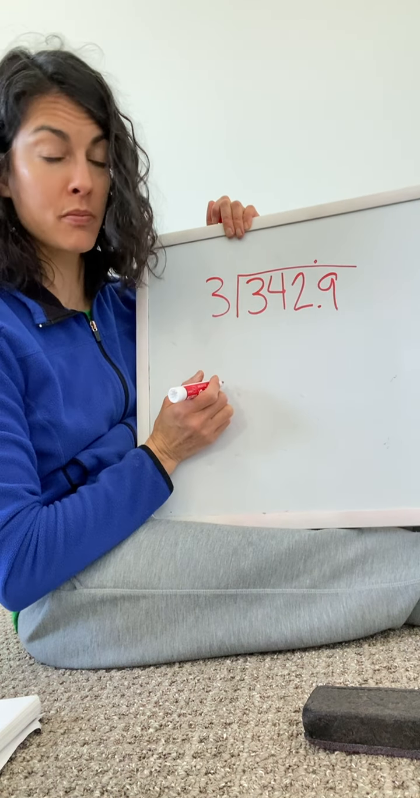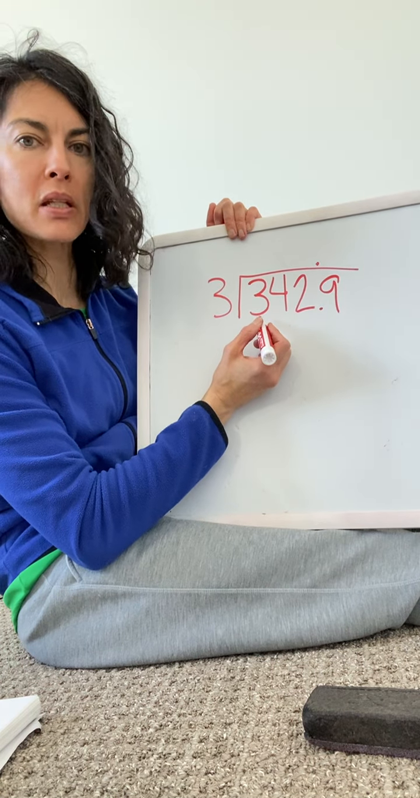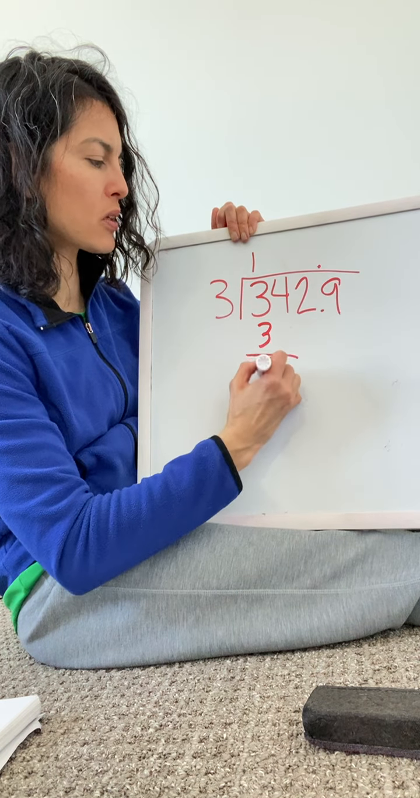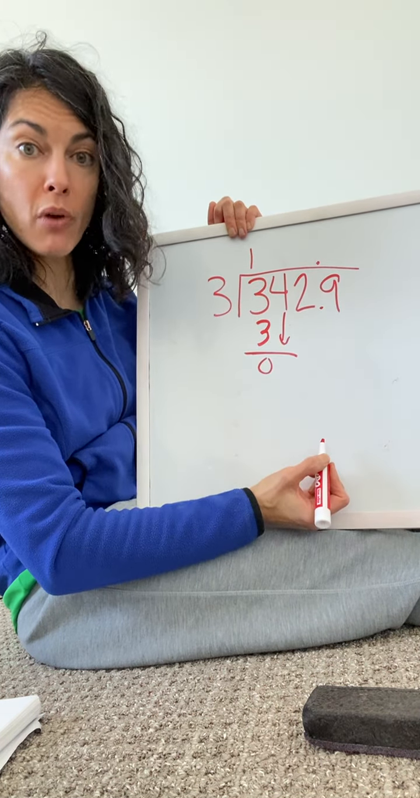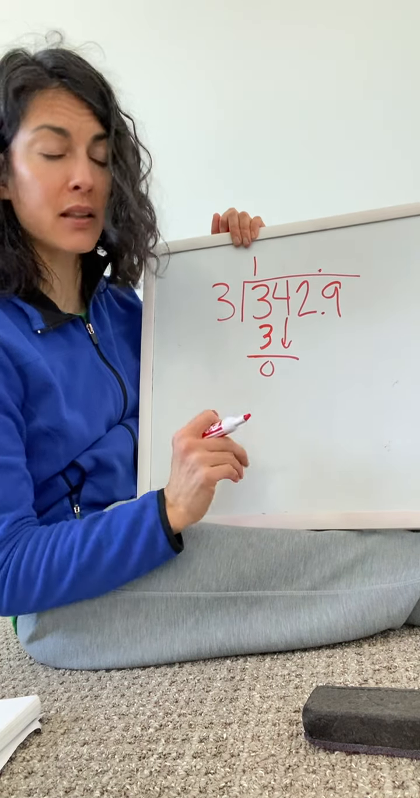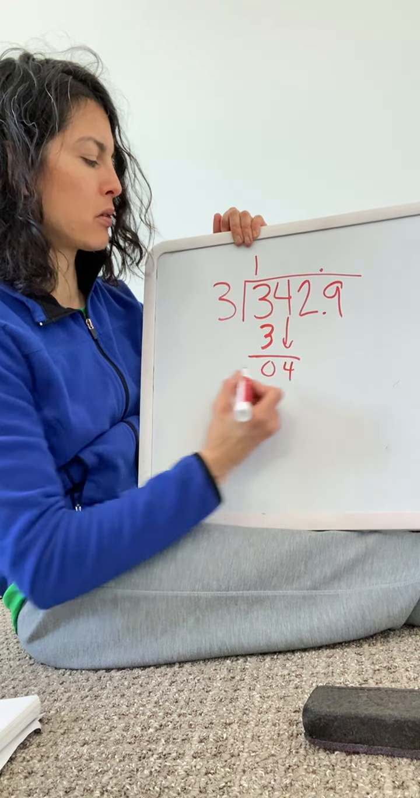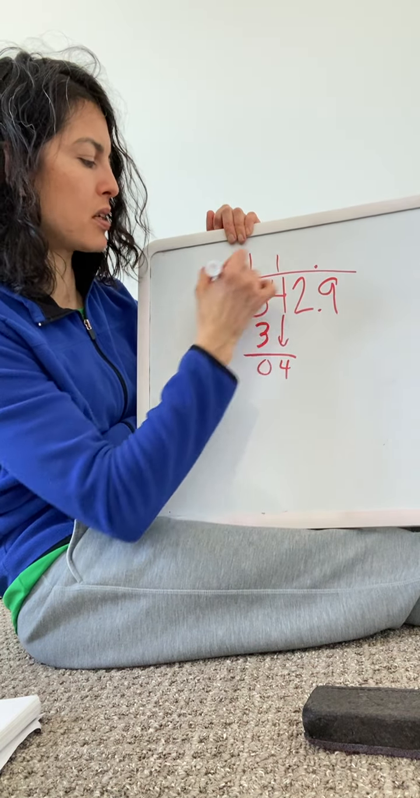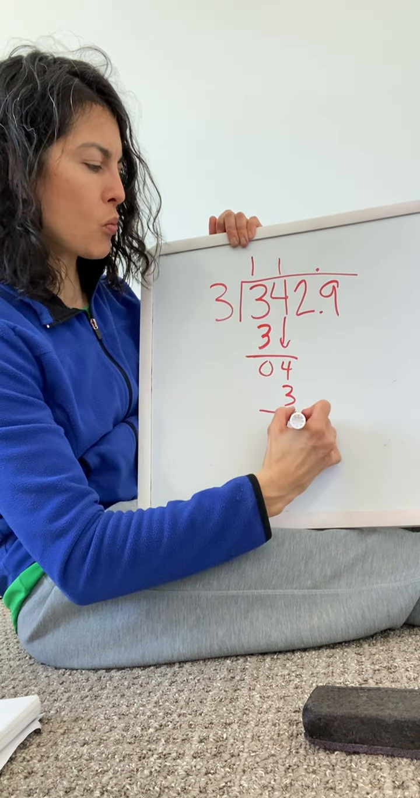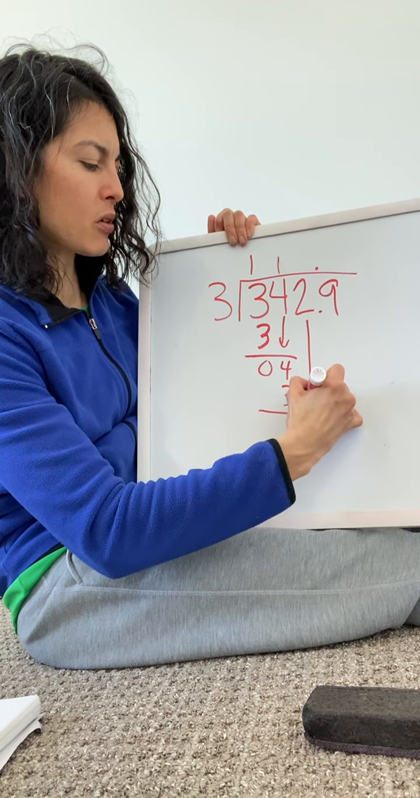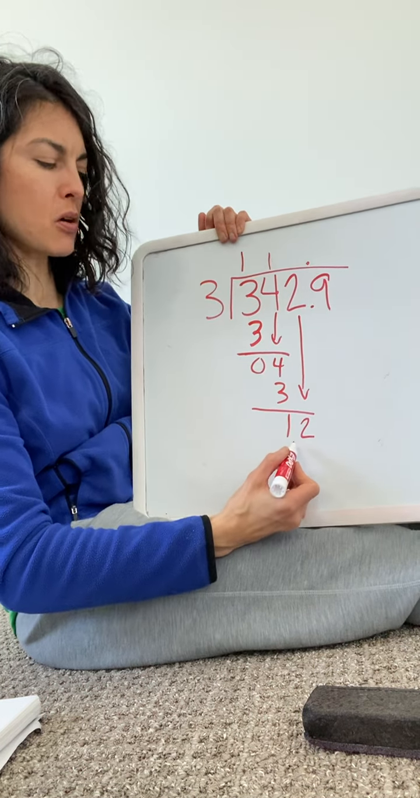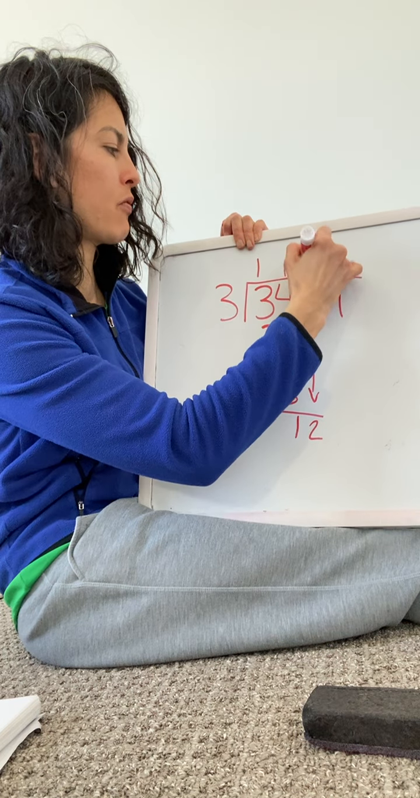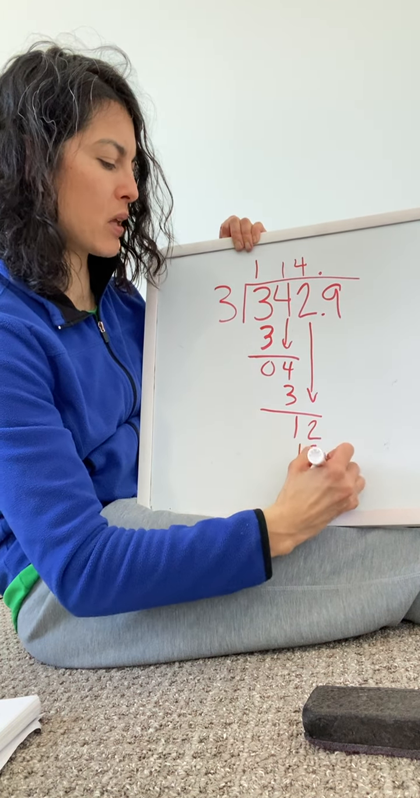That'll be important. All right, 3 goes into 3 how many times? 1. 1 times 3 is 3. Subtract, you get 0. Bring down your 4, right? This is so familiar. You've divided like this for a long time. How many times can 3 go into 4? Once. 1 times 3 is 3. We get 1 left over. Bring down our 2. 3 can go into 12 how many times? 4. 4 times 3 is 12. We get 0 left over.